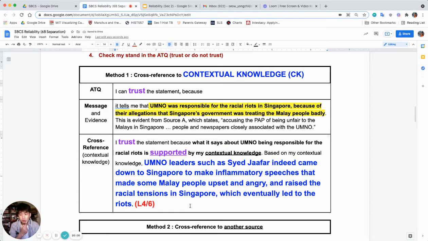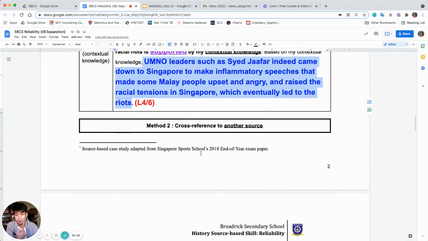It's important for you to realize that this tight and coherent answer doesn't just flow from your brain in this order. The order in which you think about the answer is in fact, what's the message? What's my CK? Does it support or contradict? And therefore, do I trust or not trust? Digest that. Pause. Digest. And let me move on.